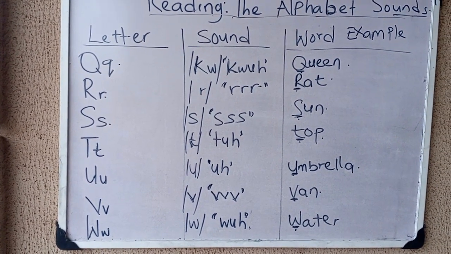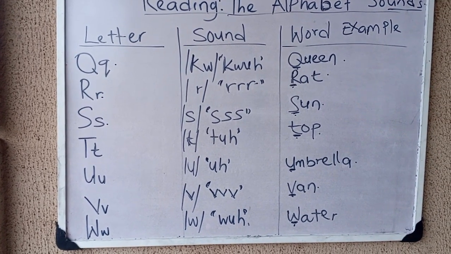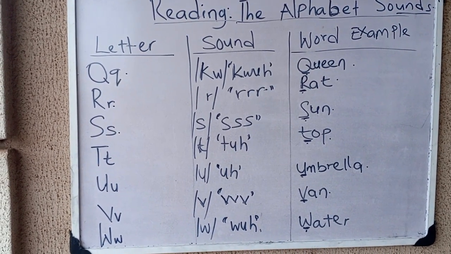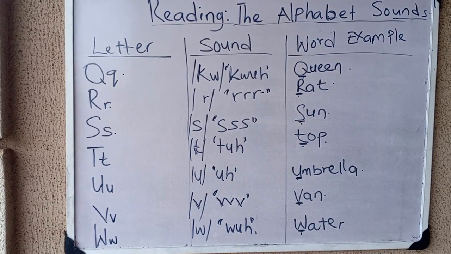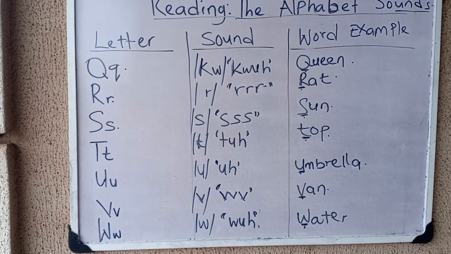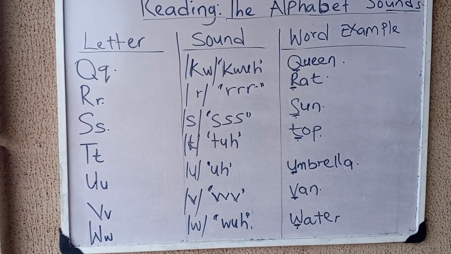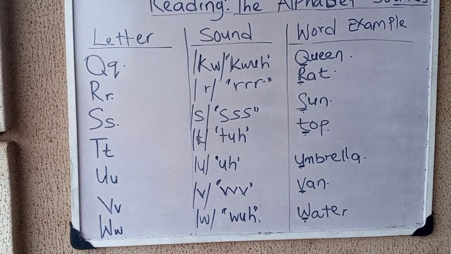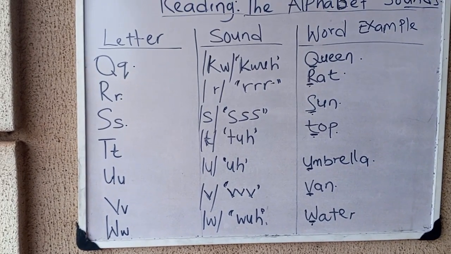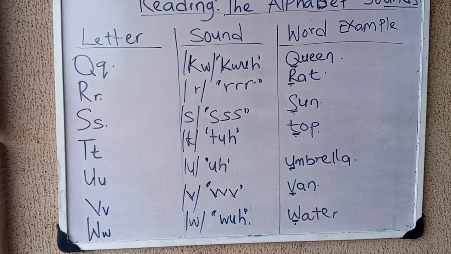We have the short u sound. Example, umbrella. All right, so don't call it you-mbrella anymore. Umbrella. All right, umbrella. Then we have the V sound, as in van. We have the wo sound, as in water.